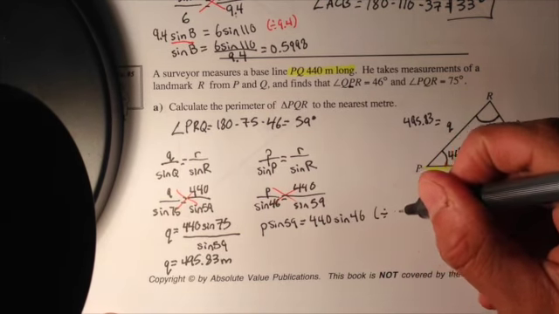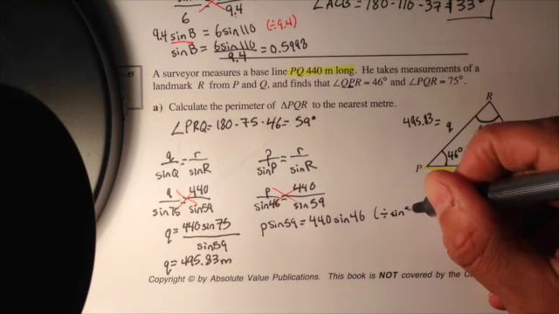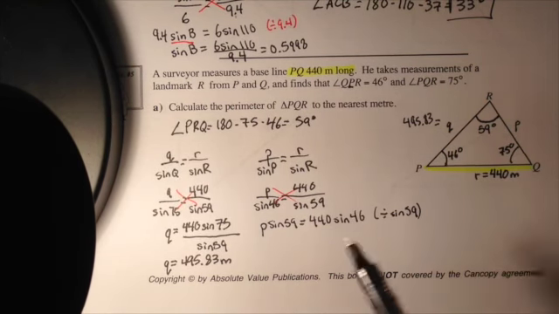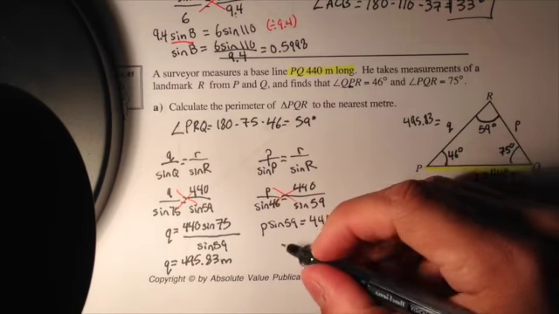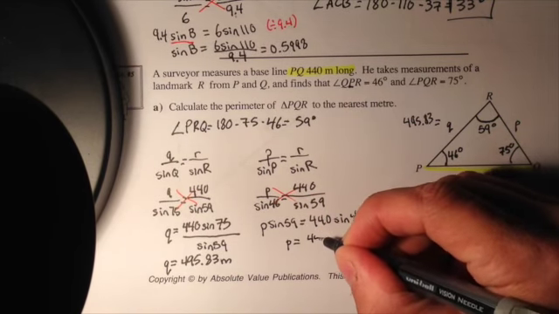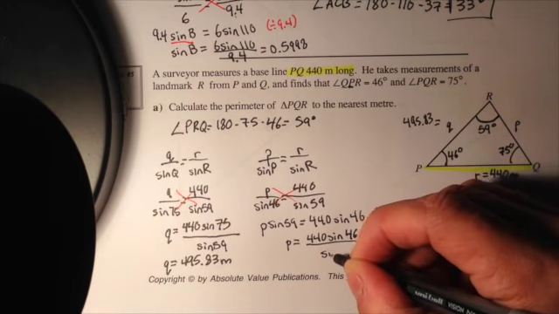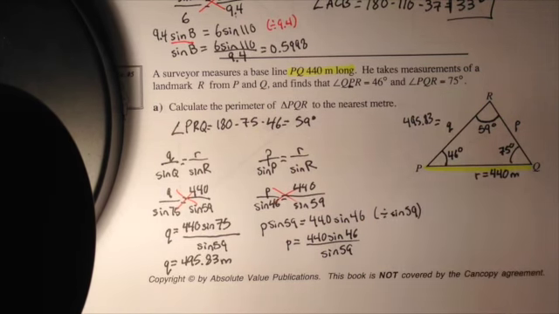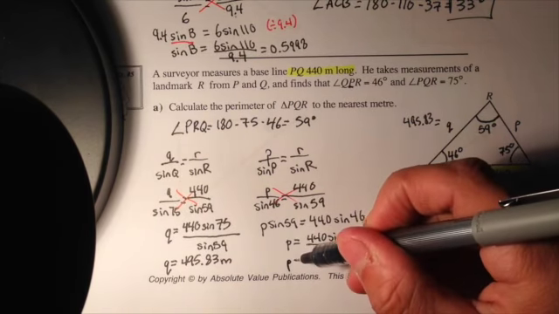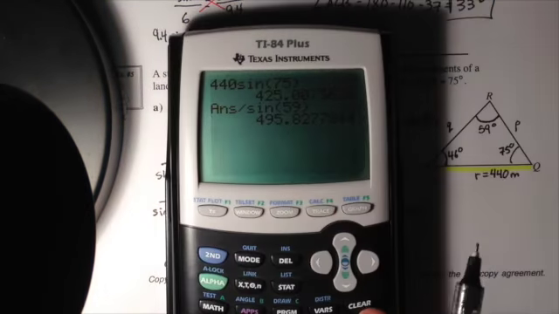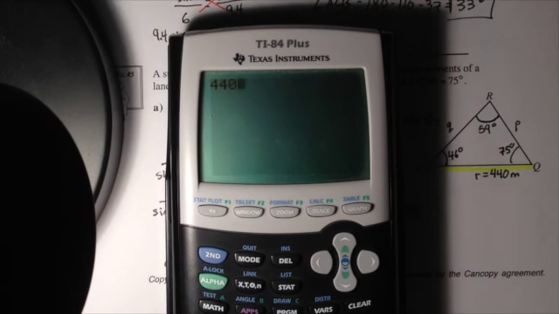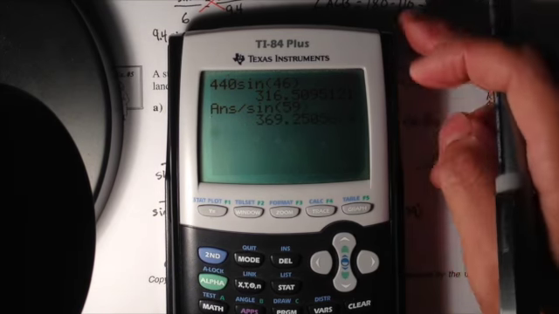So what I did was I divided by sine 59. Now I'll rewrite that. So P is equal to 440 sine 46 divided by sine 59. And when you type that into your calculator, 440 sine 46 divided by sine 59, you're going to get 369.25.